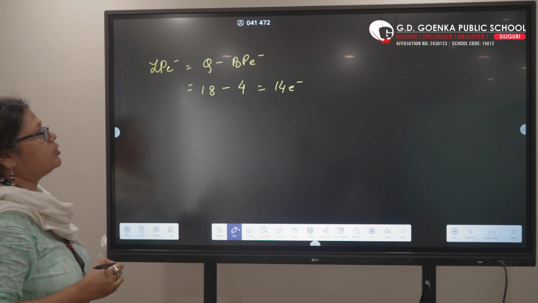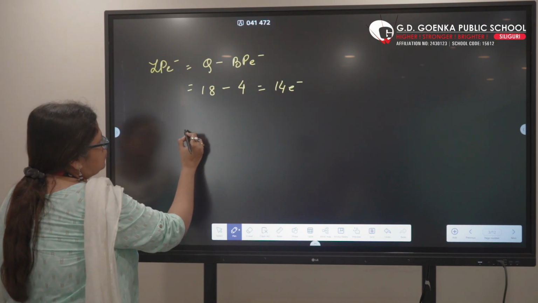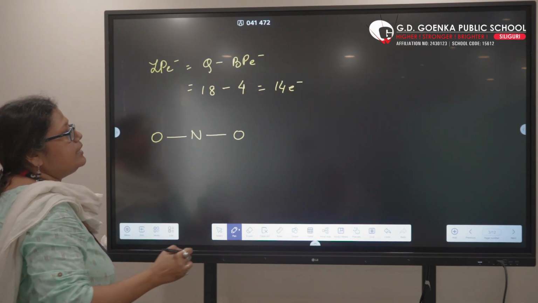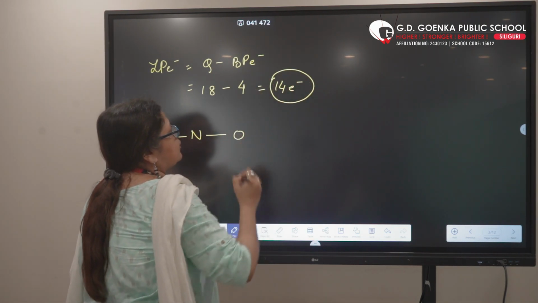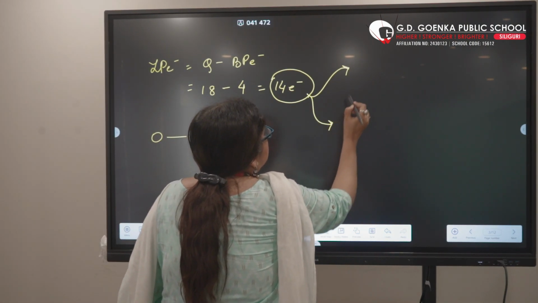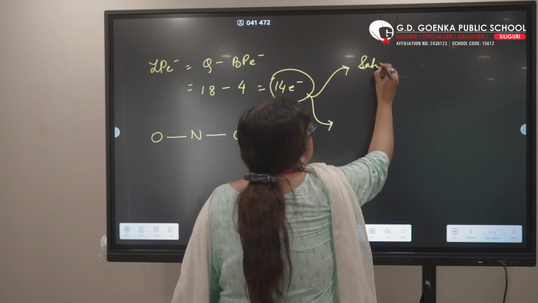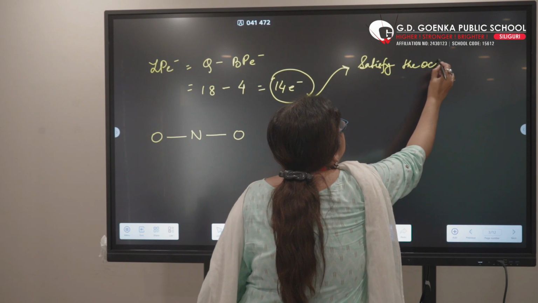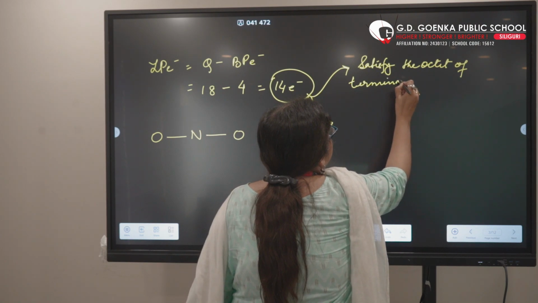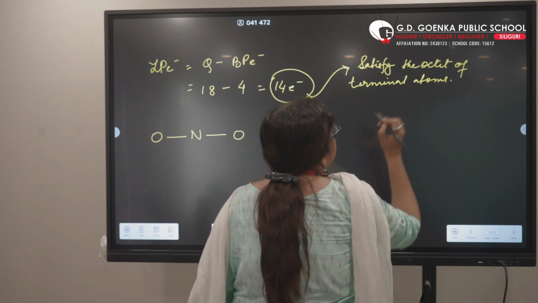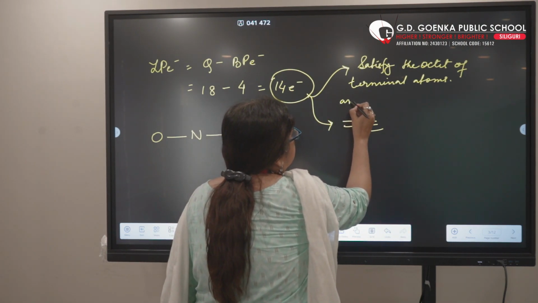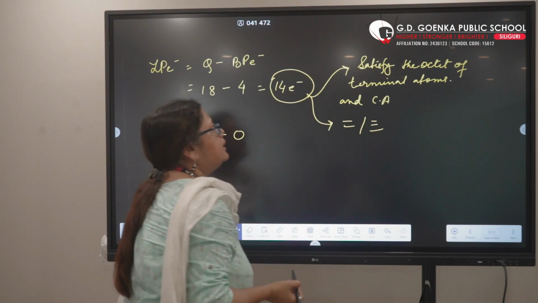Now this step is very important. From this now we are drawing the structure. Again nitrogen, oxygen, single bond. Now these lone pair of electrons, 14 lone pair of electrons, we have to utilize in 2 ways. How? Satisfy the octet of terminal atoms and then double bond, triple bond as per the need, or the central atom as well if electrons remain.